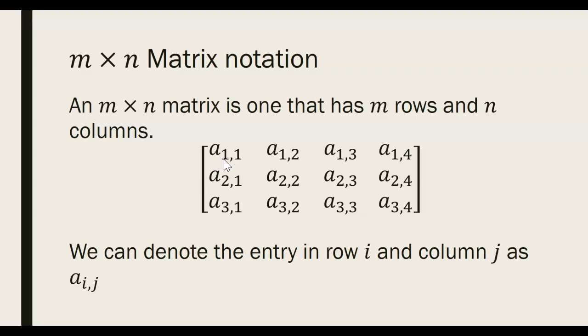A sub 1 comma 1, that is for first row, first column. A sub 1 comma 3, that is standing for the entry in our first row and our third column. And you can go through all of these. A 3 comma 2, third row, second column. And so we're going to start using that notation from here on out, the A i j, as the entry in the row i and column j. All right?